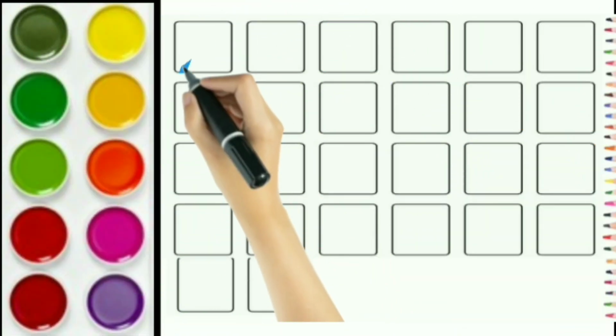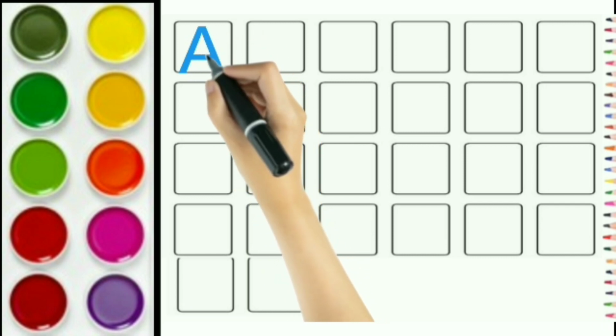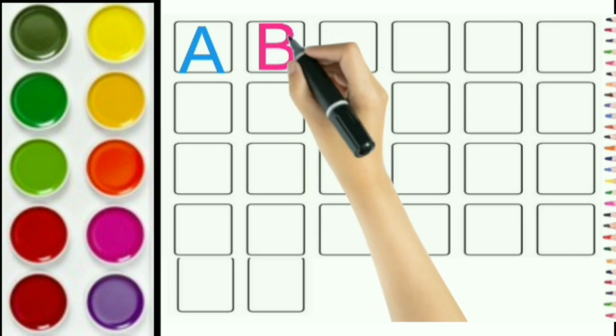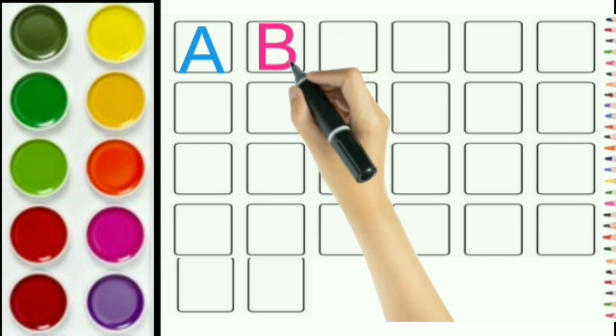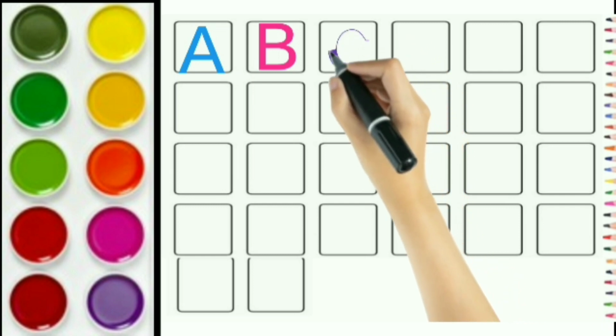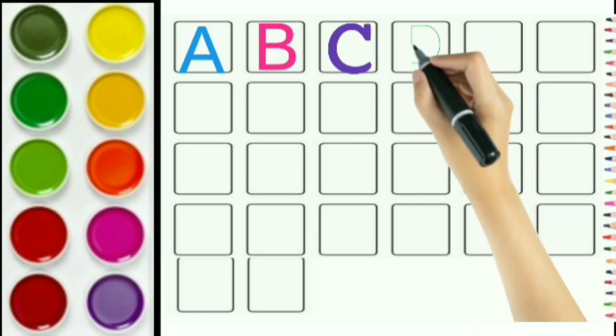Let's start. A. A for apple. Say with me. A for apple. B. B for ball. B for ball. C. C for cat. D.